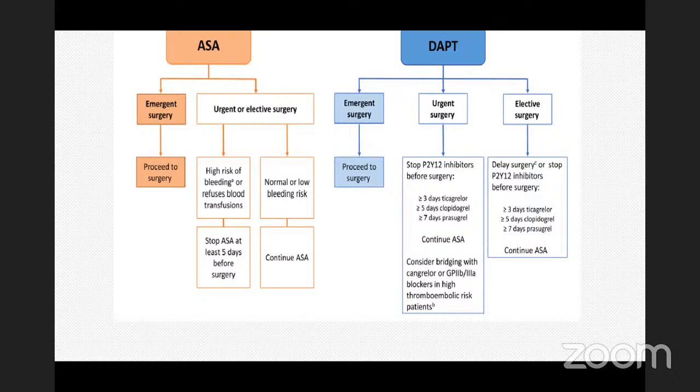If it's urgent surgery, we're going to stop the P2Y12 inhibitors before the surgery: at least 3 days for ticagrelor, at least 5 days for clopidogrel, at least 7 days for prasugrel. Aspirin continues, as we mentioned before. Consider bridging with cangrelor or GP2b3a blockers in high thromboembolic risk patients.